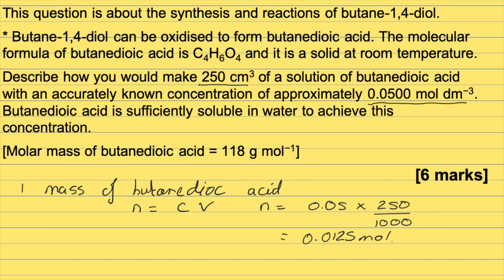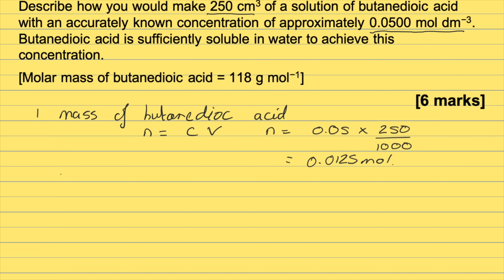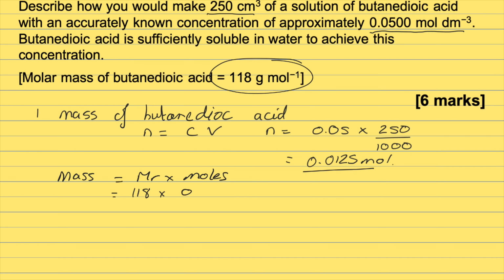Once we know the moles that we need to add, we can work out the mass that we would need to add. So mass is Mr times moles. So the Mr is 118. The moles is what we just calculated.